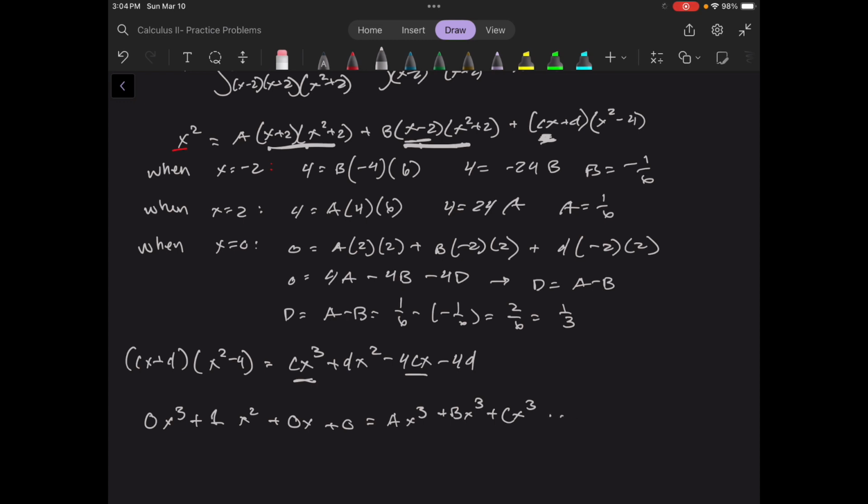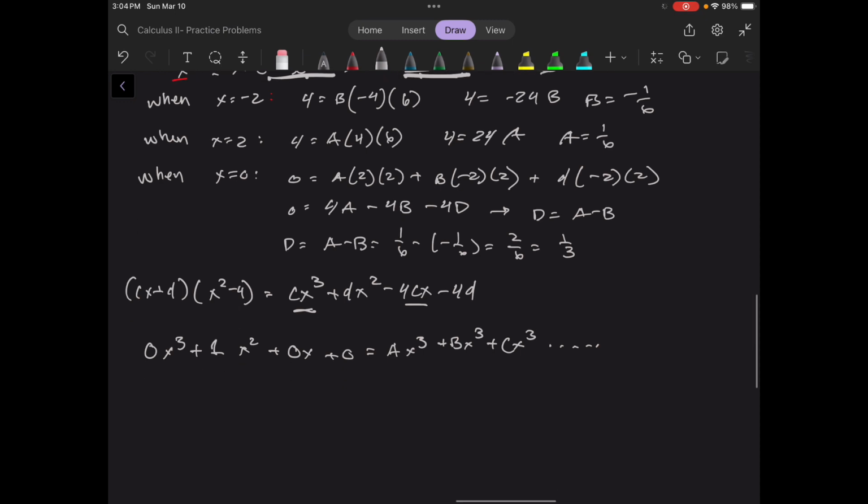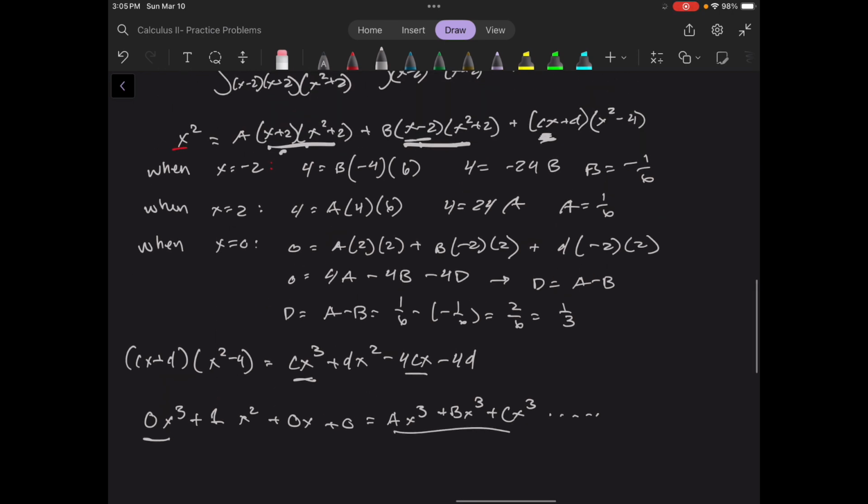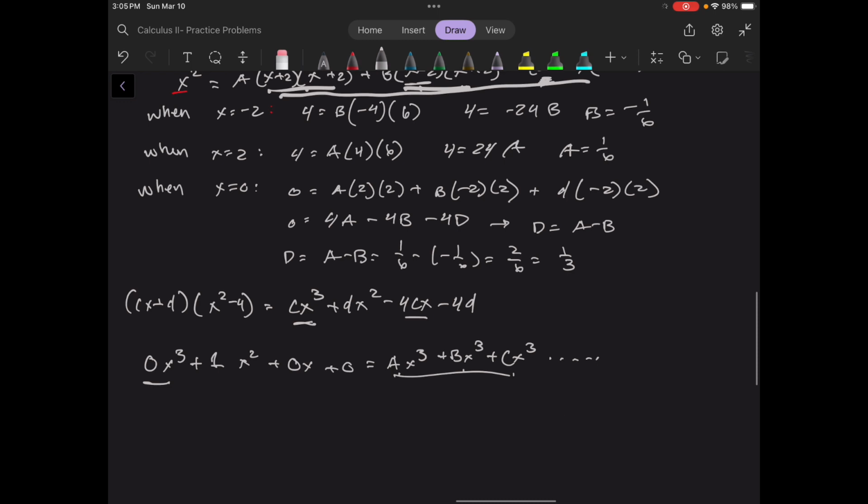Because if you were to do that for the rest, you'd have all of the x squared terms, all of the linear terms, and all of the constant terms. But what we can do is just look at the x cubed terms. If we were to FOIL out all of this, the only terms that have x cubed are going to be ax cubed, bx cubed, and cx cubed, right? So we could rewrite that as (a plus b plus c) x cubed.